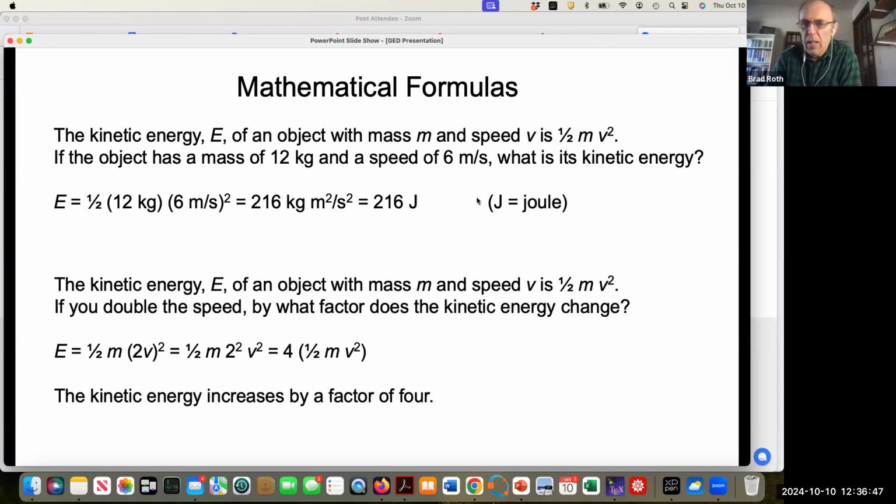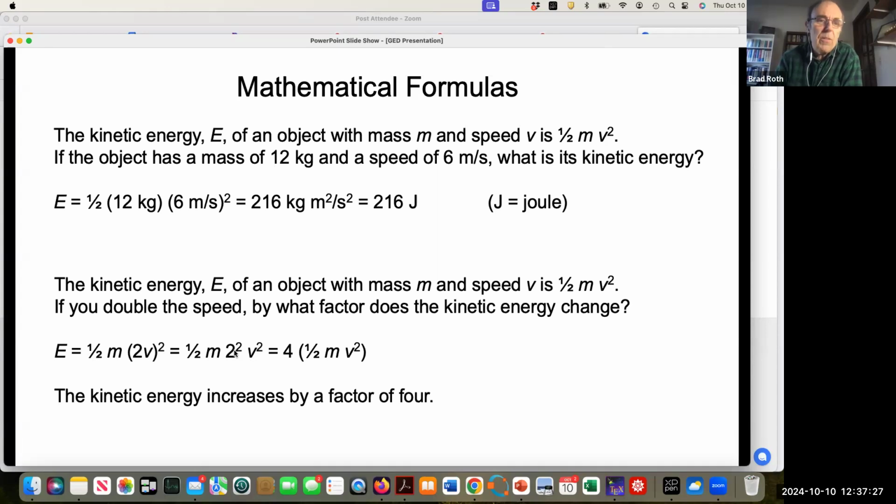Here's an example that's a little higher level. You have the same thing. Kinetic energy is 1/2 mv squared, where m is the mass, v is the speed. Suppose you double the speed. What happens to the kinetic energy? Well, now you have energy is 1/2 m, and you doubled the speed. So the new speed is 2 times the original speed, v. And that whole thing's squared. Now here you have to know a little bit about how exponents work. That's 1/2 m times 2 squared times v squared. So (ab) quantity squared is a squared times b squared.